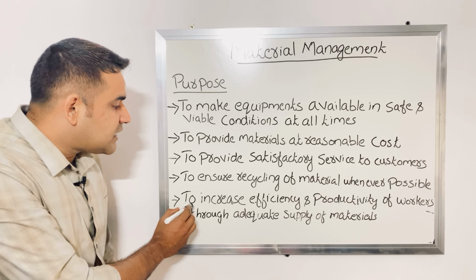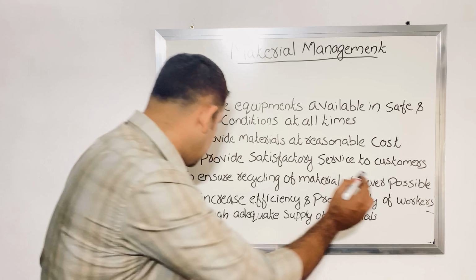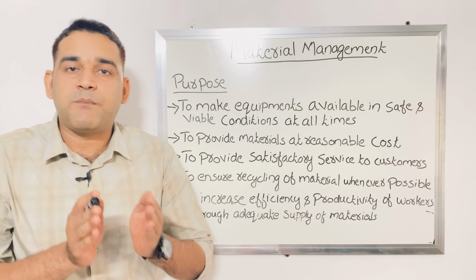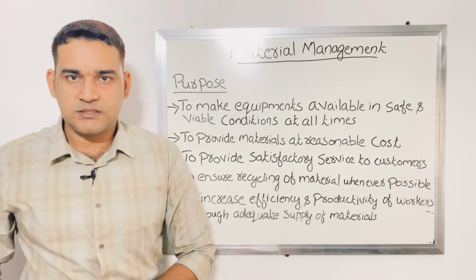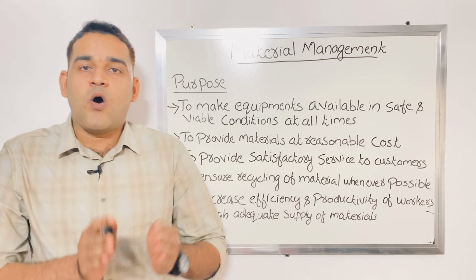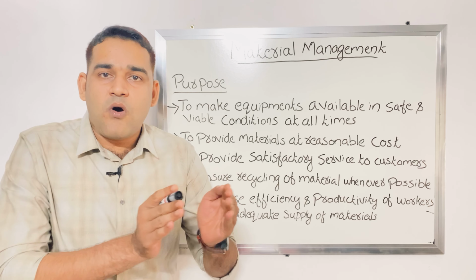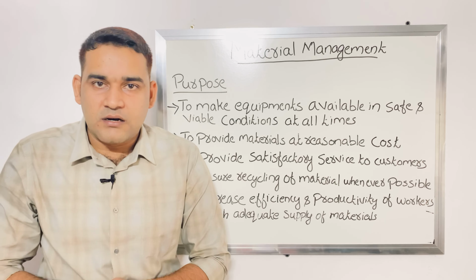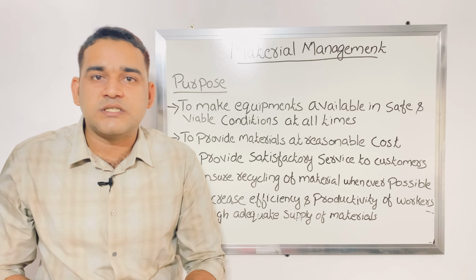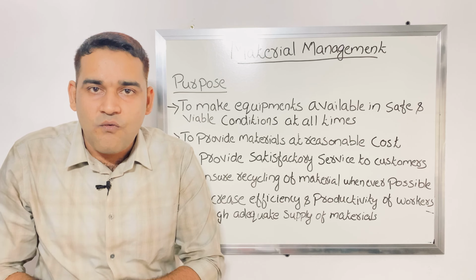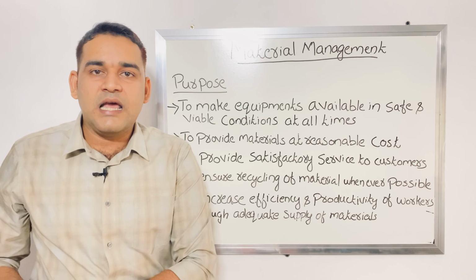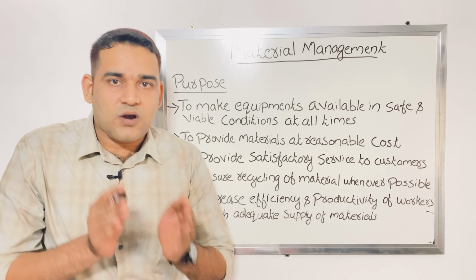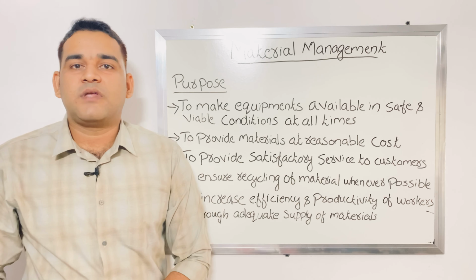Next one is to increase efficiency and productivity of workers through adequate supply of materials. We are supplying the materials to the workers properly. For example, for a doctor in an operation theatre, proper supply of all equipment will increase the productivity and the efficiency of the doctor. As well as any worker, continuously getting all the equipment he needs without any delay will increase the productivity, efficiency and capacity of the worker. This is the purpose of material management.